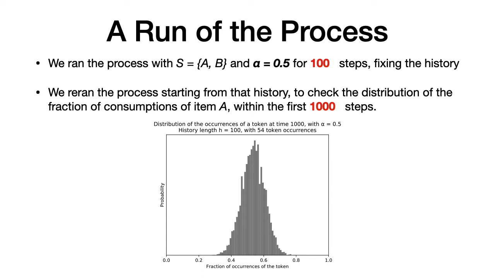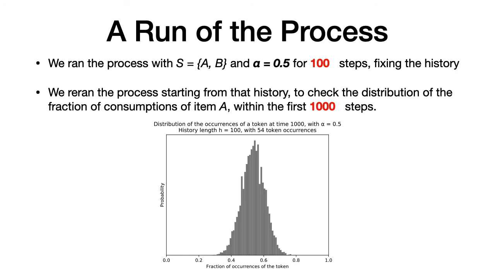Now let me show you the results of 2 runs of the process. In the first run, we selected 2 tokens, A and B, and we set alpha equal to 1/2. We ran the process for 100 steps, making up the history. Then, having fixed this history, we rerun the process starting from that same history over and over again to get a distribution on the fraction of consumptions on item A in the first 1000 steps, say.